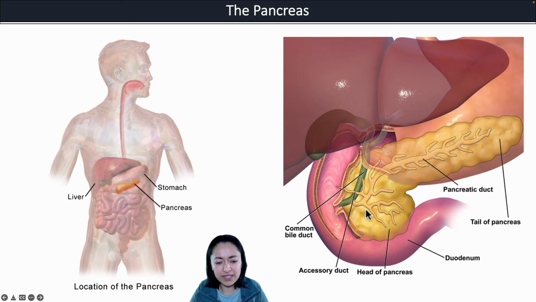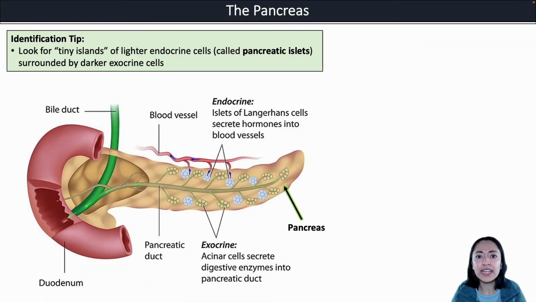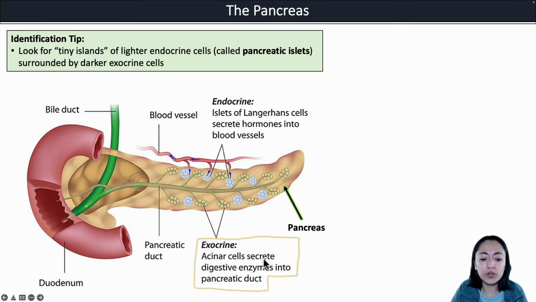Now the pancreas is interesting in that it is both an exocrine and endocrine gland. So its exocrine function includes a secretion of digestive enzymes into the pancreatic duct here. And then those digestive enzymes are secreted into your small intestine. The beginning of the small intestine is called the duodenum.